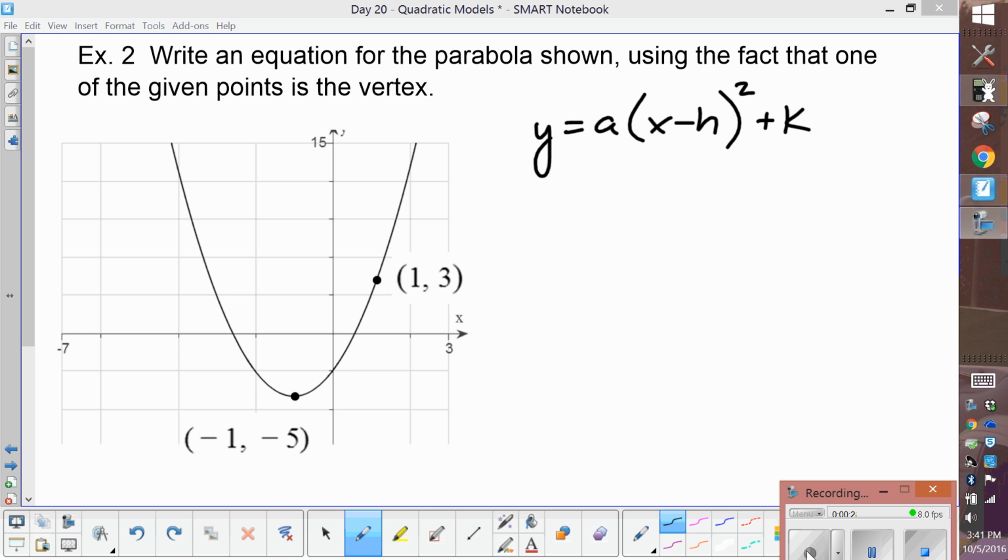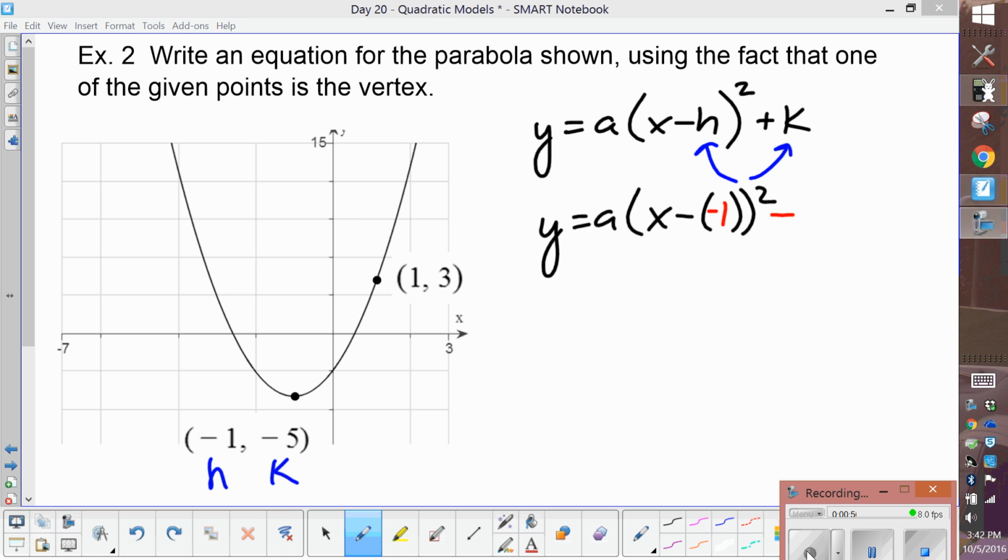All right, well, I know two parts of this. I know the H and I know the K, because this is my vertex down here. This is H, and this is K. So I'll go ahead and plug those in. Y equals A, X minus, and I'm going to plug in my H right here of -1, and my K right here of -5.